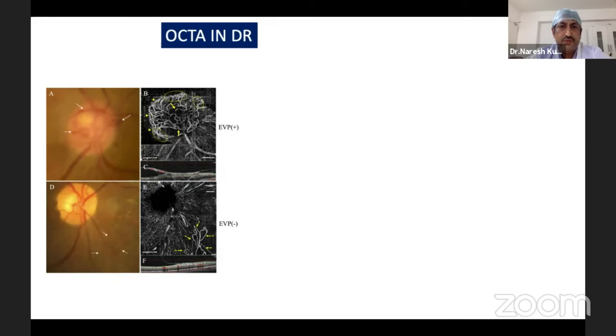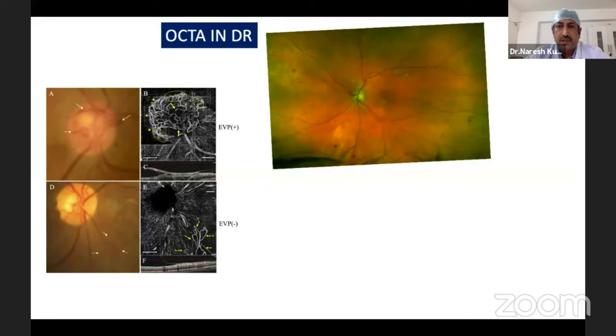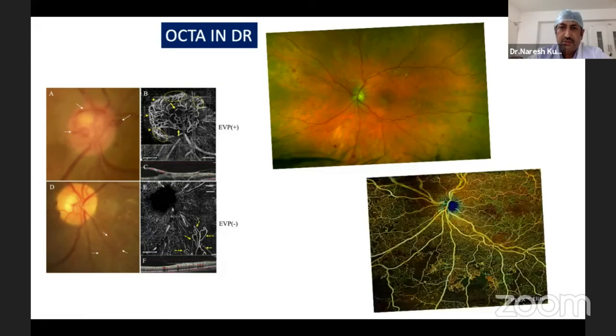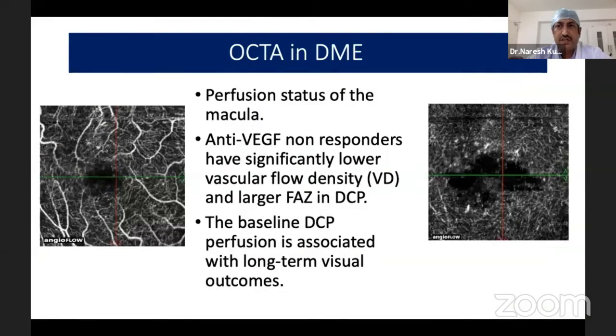So this could be very useful in deciding retreatment: when to do more laser, when to give anti-VEGF. And sometimes, if the fundus is tessellated in between the laser scars, picking up the NVE can be difficult. There the OCTA can be very useful. You'll have to scan the entire area, but it will definitely pick up the new vessels. The other thing is OCTA in DME.